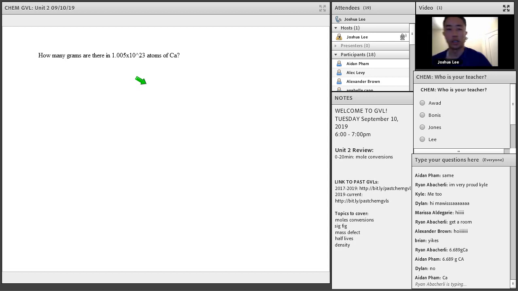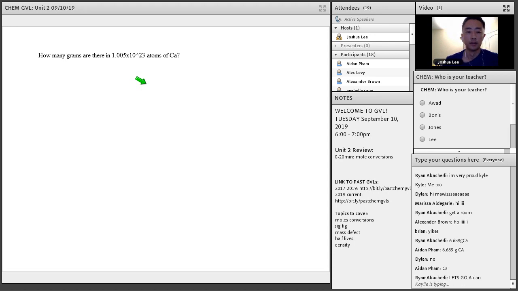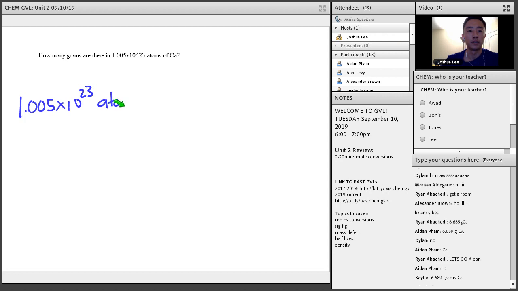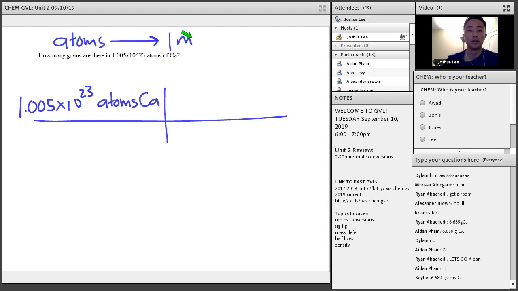All right, let's check. 1.005 times 10 to the 23rd atoms of calcium. So for this one, we're going from atoms to moles to grams. At this point, you have to use 6.022 times 10 to the 23rd. And at this point, you have to use molar mass somehow.